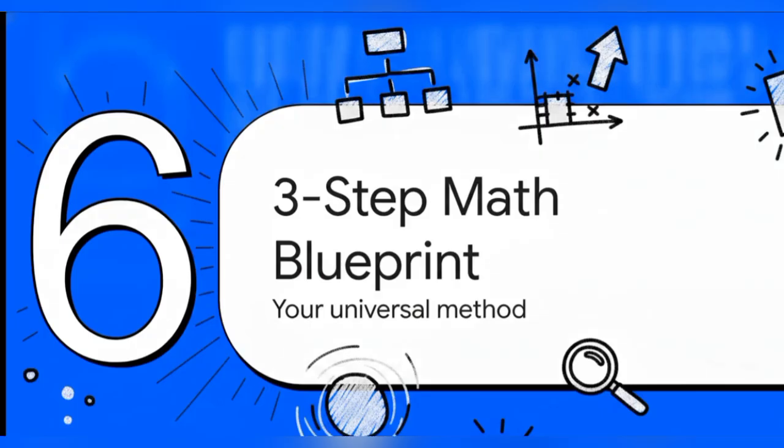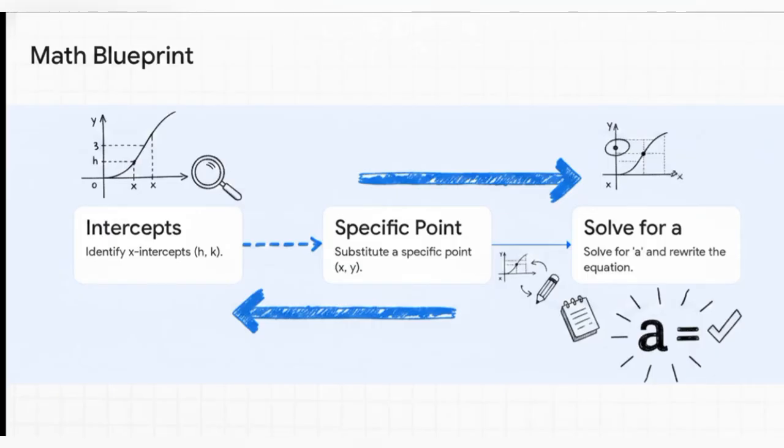Finally, Part 6, your 3-step math blueprint. Let's step back for a second. We didn't just solve one isolated math problem today, we actually uncovered a universal method. This is your ultimate 3-step blueprint for graphical representation. Whenever you face a curve in exercise 1.1, just follow this checklist. Step 1, find your h and k by looking at the x-intercepts. Step 2, plug in one other specific, clear point from the graph to give you a temporary x and y. Step 3, use that temporary x and y to solve for a, and then rewrite your final equation. It really is that systematic.